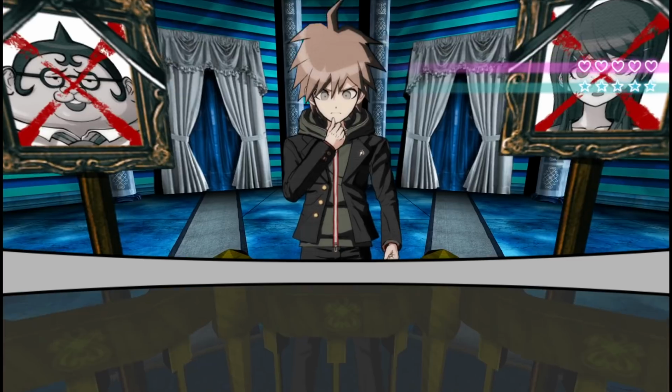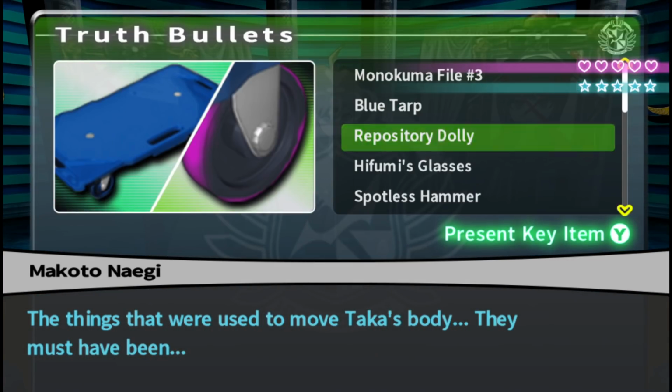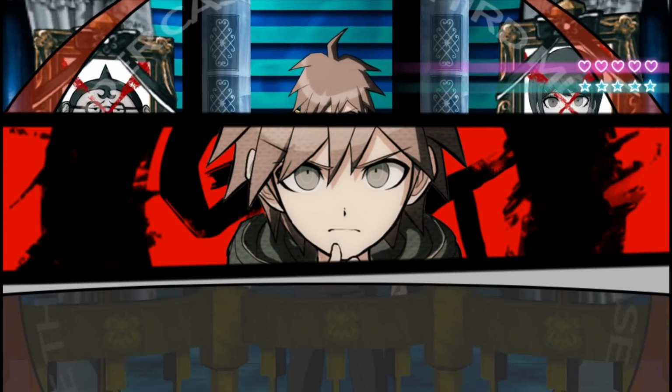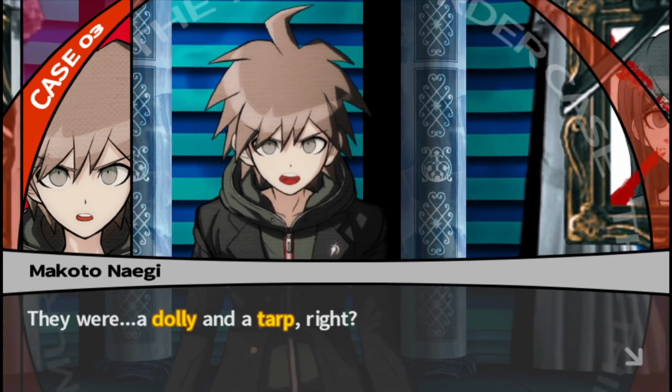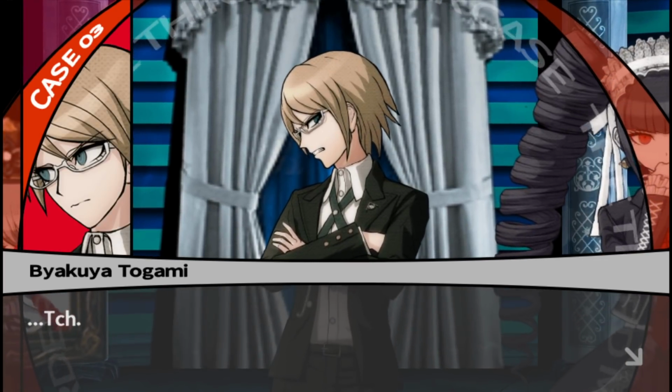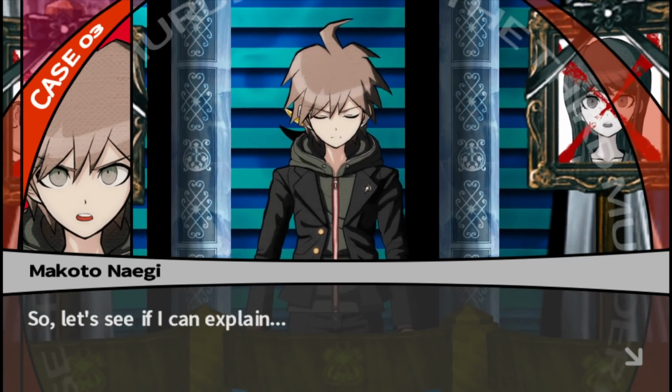There's still one more thing. Yep. Things that were used to move his body must have been the tarp and the dolly. My brain's like, oh, a tarp and a dolly again. Don't give me that look. What? That attitude. So let's see if I can explain.